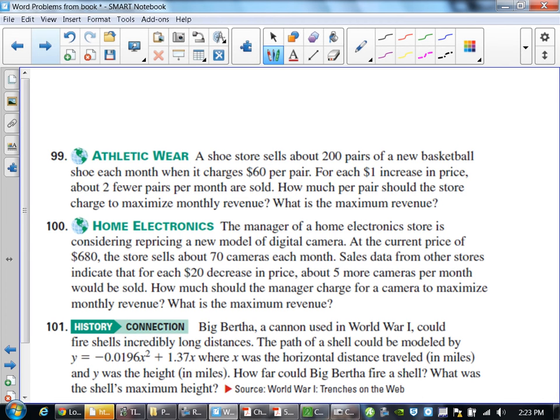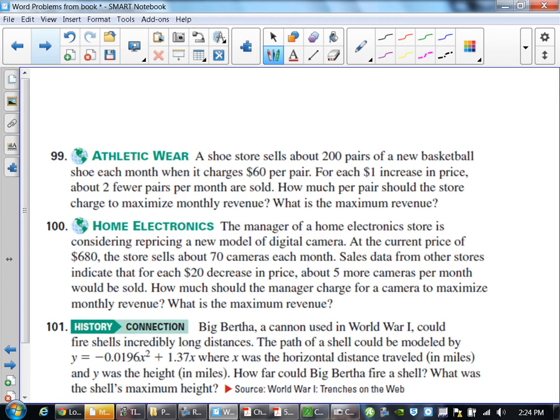So what happens here is that if you're a shoe store and you're selling 200 pairs of basketball shoes each month when they're $60 a pair, for every $1 you increase in price, about 2 fewer pairs of shoes will be sold. So somewhere in that balancing act of what is the most I can sell something for that people will still want to buy it, there's going to be a maximum revenue that I'll be able to incur, I should say.